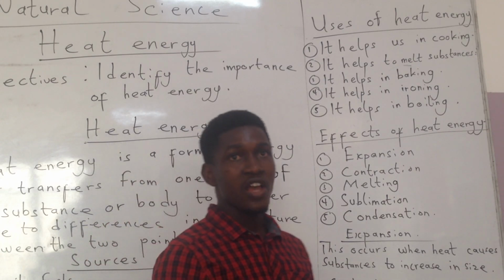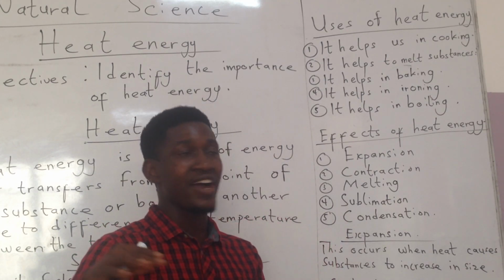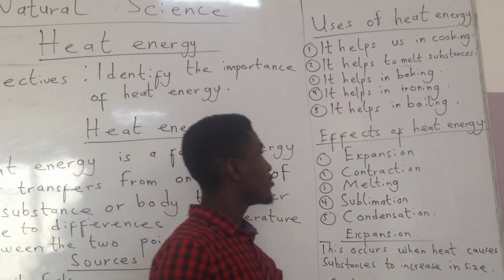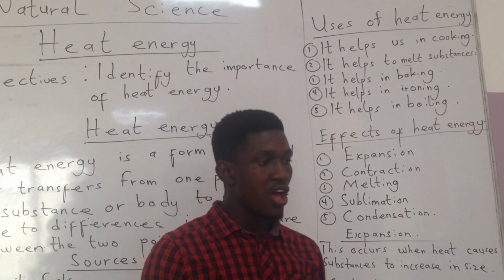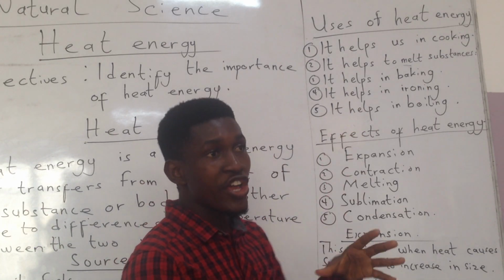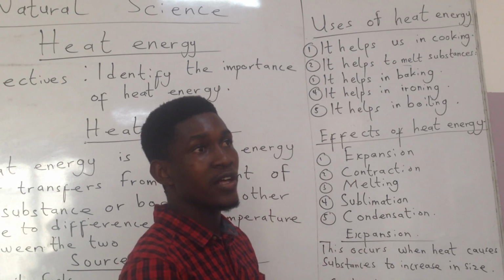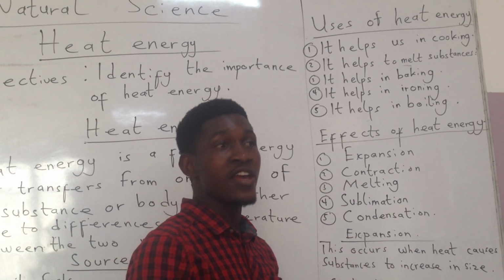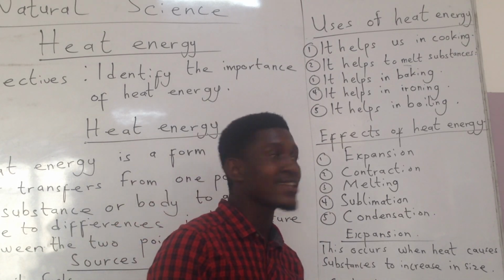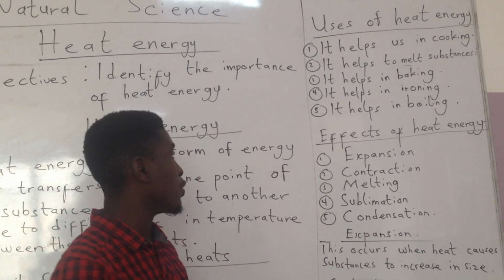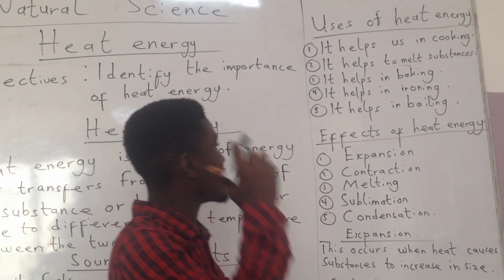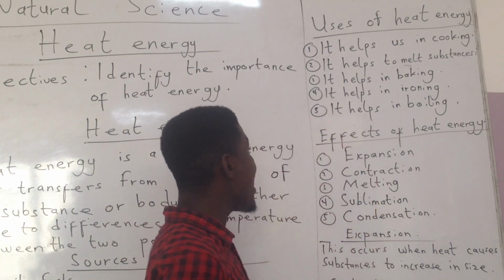When you take an iceberg from the fridge and place it in a pan on a fire, you see the heat energy will melt it down. There are several things, like when you are cooking, sometimes when you use oil, the palm oil, when you put it on fire or you set fire under it, you see that it will melt. So heat energy helps us to melt substances.